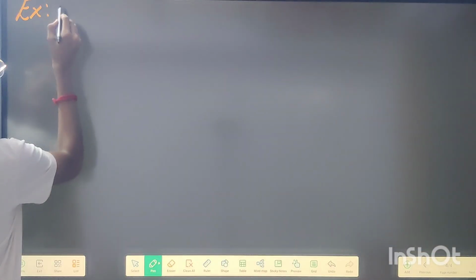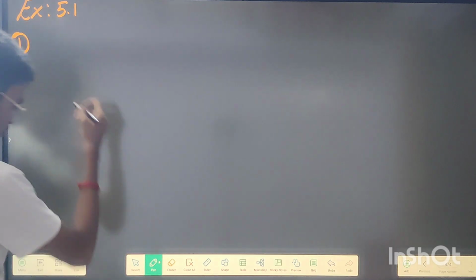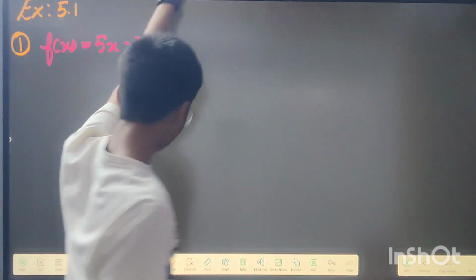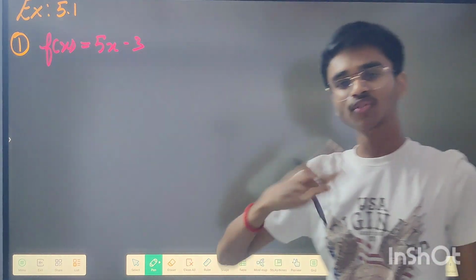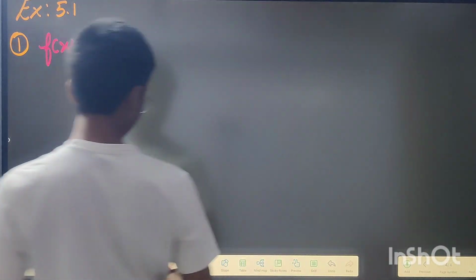Okay, so exercise 5.1. First question. What is this first question? f of x is equal to 5x minus 3. This is what the first question is. Now we have to check whether it is continuous or not.